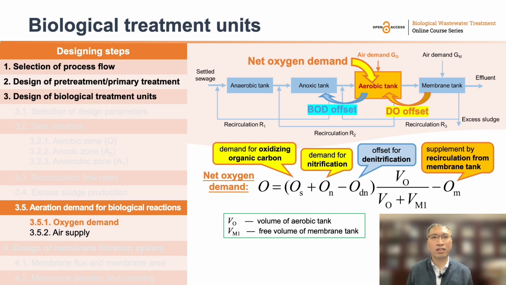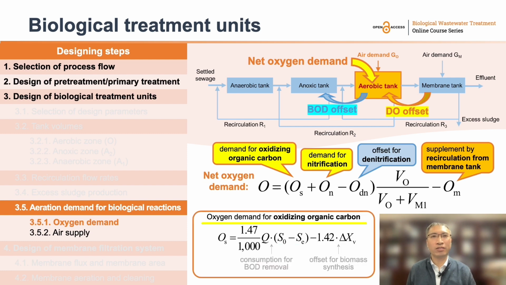Therefore, the net oxygen demand for the aerobic tank is expressed in this equation. It is equal to the demand for organic carbon oxidation and nitrification, minus the offset for denitrification, and the supplement by mixed liquor recirculation from the membrane tank. Here, the volumetric terms represent the correction for mass balance.